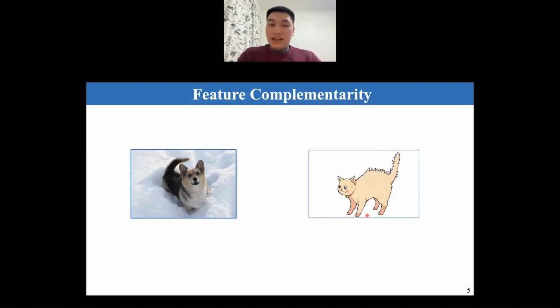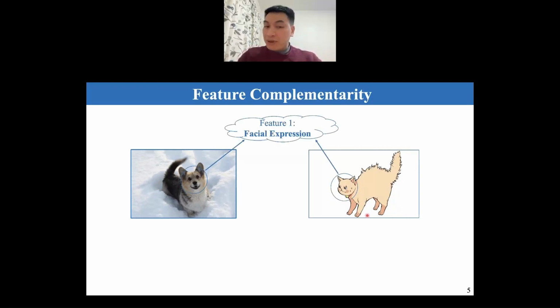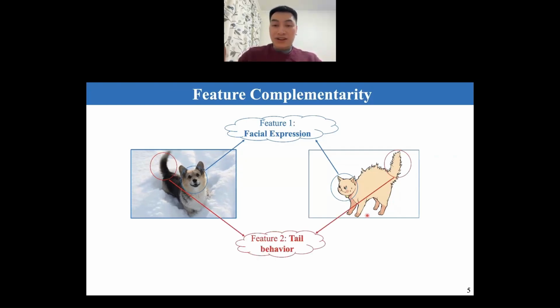An example here: suppose I would like again to classify between cat and dog, and I have two features. One is facial expression. It can be angry, it can be happy. This feature is not that strong, we cannot exactly tell whether a face is cat or dog. The same thing if we look at the tail behavior. It can wave or can be upright. We also cannot tell exactly whether it is a cat or dog based on the tail behavior. So facial expression and tail behavior are individually weak features.